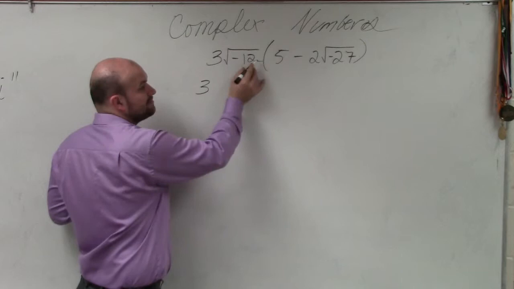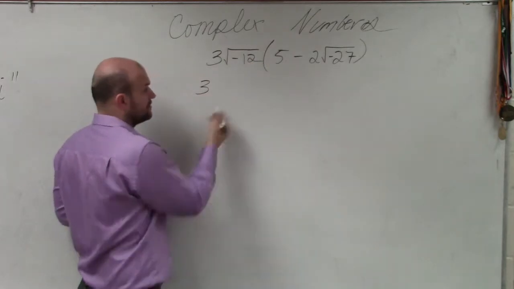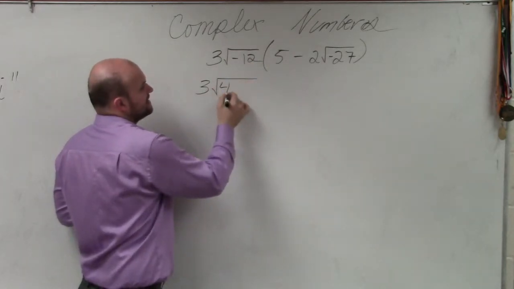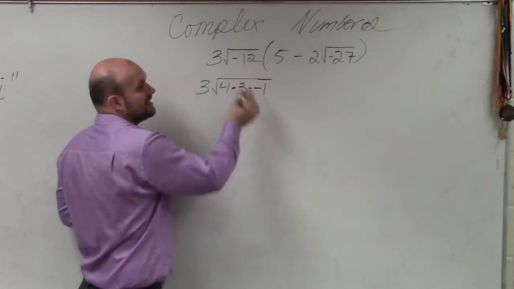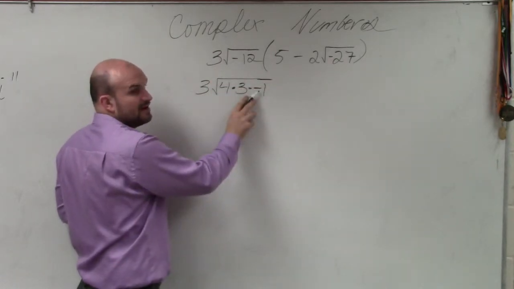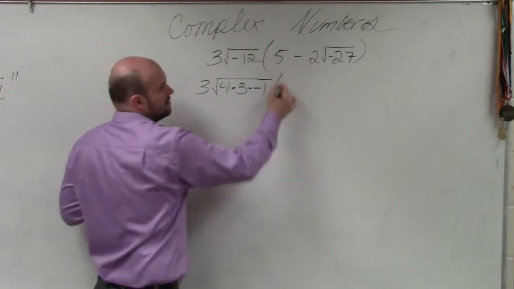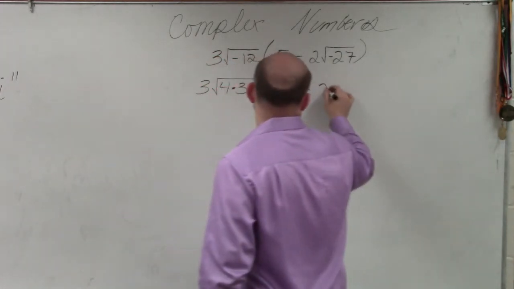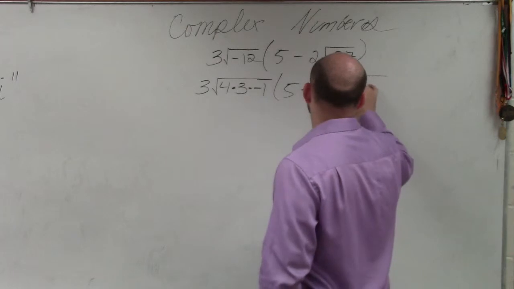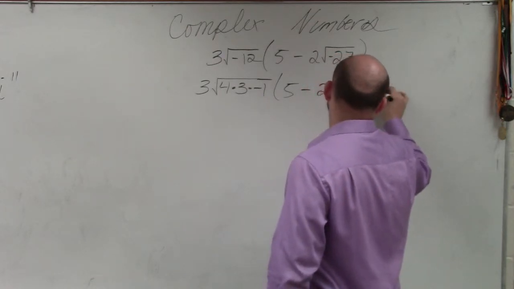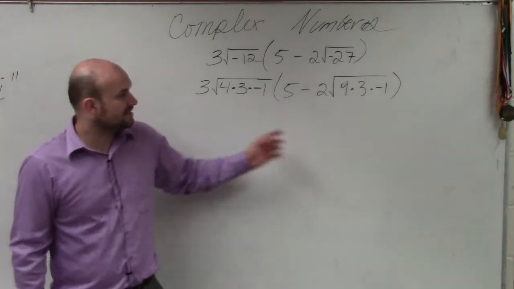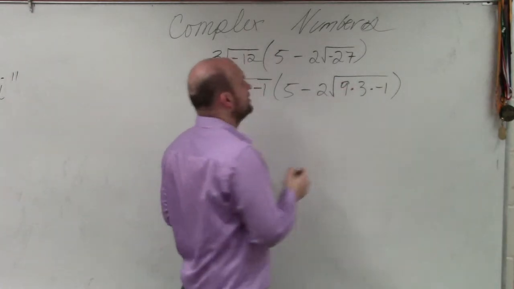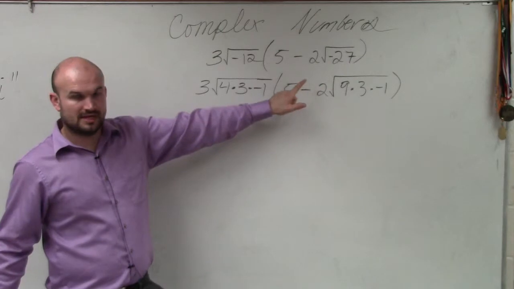So remember, when we're simplifying square roots, you could do the old factor tree, or the way that I like to do it is break it down into numbers you can take the square root of. And also, I know I can't take the square root of a negative number, so I'm going to rewrite that times -1. Okay. Do you guys see how I broke up each square root? Yes?